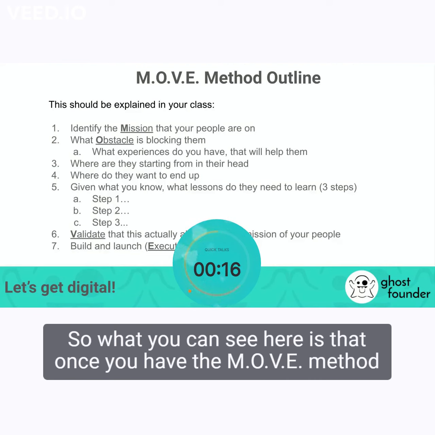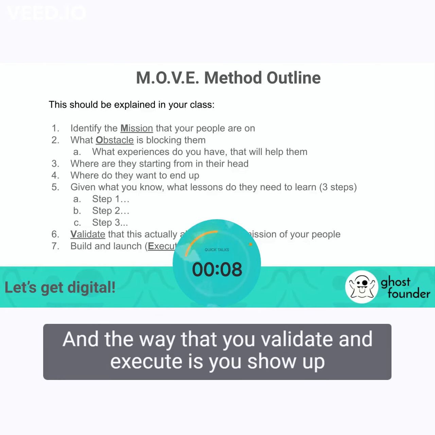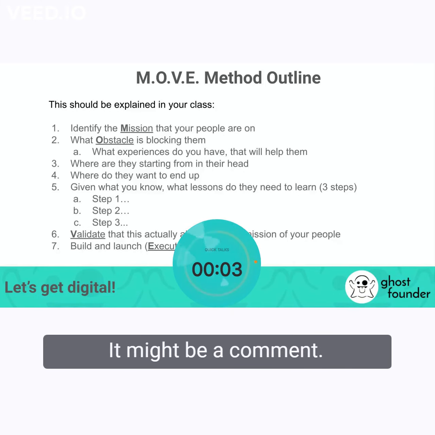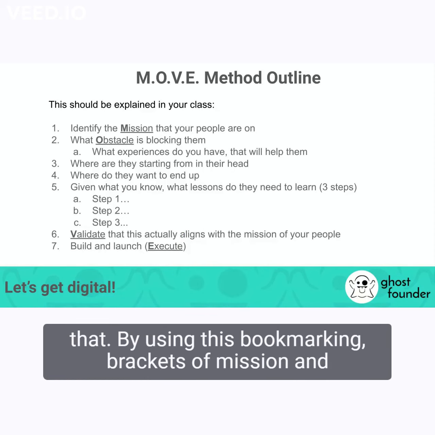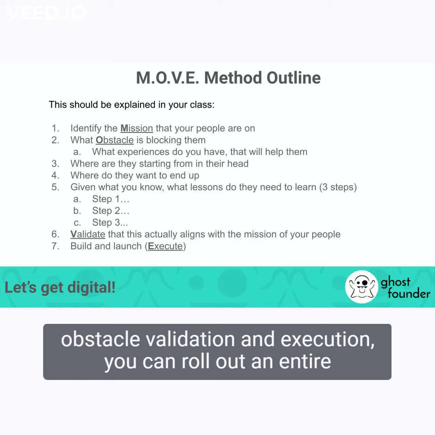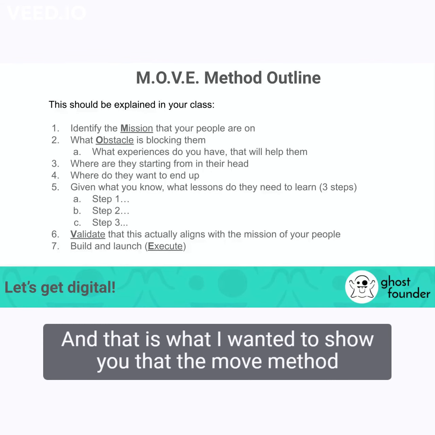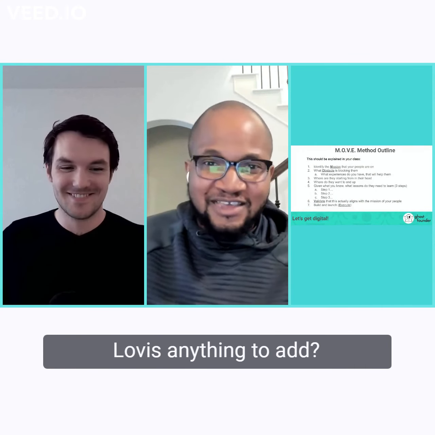So what you can see here is that once you have the MOVE method structure, you can now start to make these pieces of content. And the way that you validate and execute is you show up every day, you put those things out there, and you see how people are resonating. It might be a comment, it might be feedback, it might be likes. But by using these bookends of mission and obstacle, validation and execution, you can roll out an entire content strategy based on the MOVE method. And that is what I wanted to show you, that the MOVE method can be applied in different ways. Lovis, anything to add?